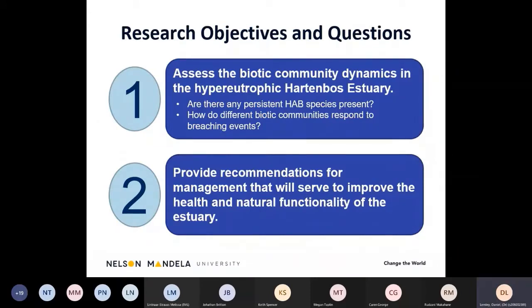Some of the research objectives and questions from this study, which is actually still ongoing, were to assess the biotic community dynamics in the hypereutrophic Hartenbos Estuary, to assess whether or not there are any harmful algal bloom species present, and how the different biotic communities respond to breaching events, which I'm sure quite a few of you know is quite a frequent event in the Hartenbos. And also ultimately to provide recommendations for management that will serve to improve the health and hopefully some natural functionality of the estuary.